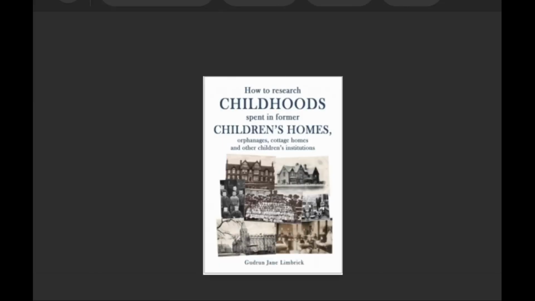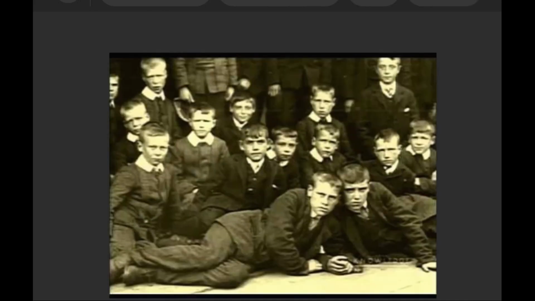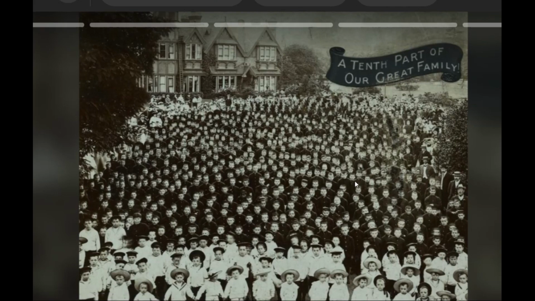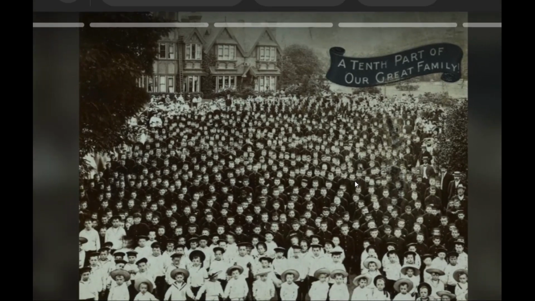So just give yourself an idea, if you haven't looked into this, of the amount of children that were housed during this period of time compared to what we have today, and look at these. These are your ancestors. Like this. Our great family. Children, children, children.